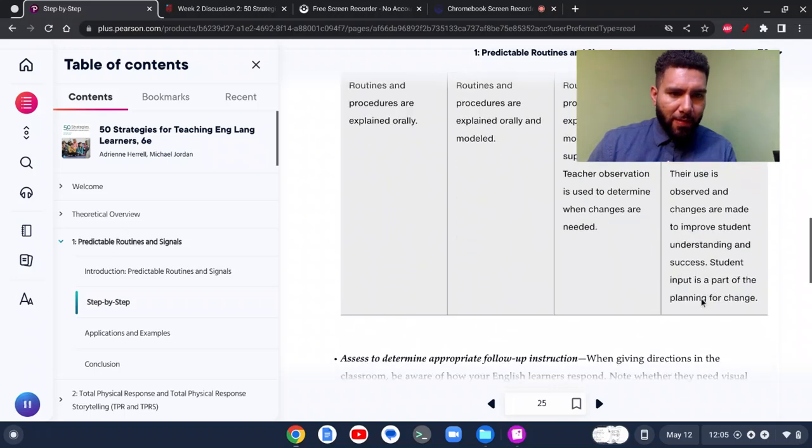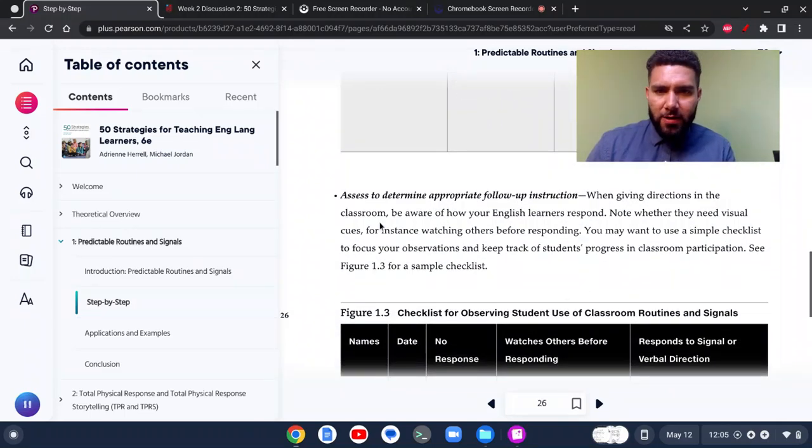Okay. Let me see. It also has a component here. It says to assess to determine appropriate follow-up instruction. So when giving directions in the classroom, be aware of how your English learners respond. Oh, yes.